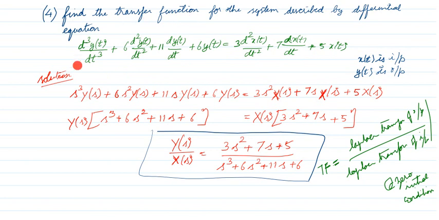From the differentiation in time domain property, d cube y by dt cube, three times differentiation, means s cube Y of s plus 6 into s square Y of s plus 11 into s into Y of s plus 6 into Y of s is equal to, here it is 3 into d square, two times differentiation, so s square into capital X of s, one time dx by dt, 7 into s into X of s plus 5 into X of s. This is very important: in time domain we will be using small y, in Laplace domain or s domain we will be using capital Y.